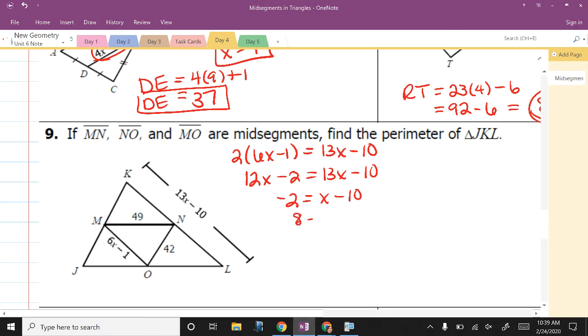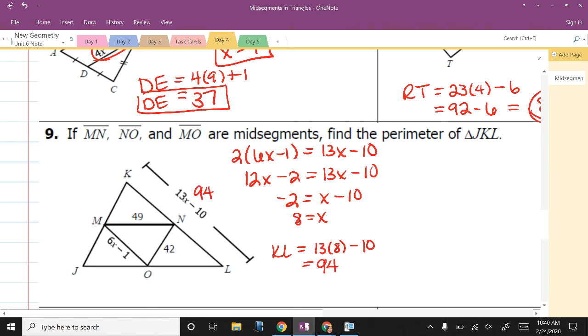Y'all agree? Yes. So to get KL, I'm going to say 13 times 8 minus 10. What's 13 times 8? I forgot my 13s, I'll be honest. 104. 104 minus 10 is 94. Okay, so KL is 94.